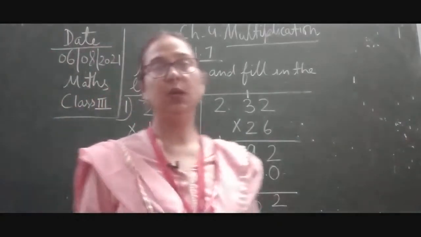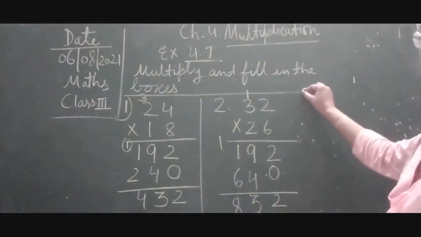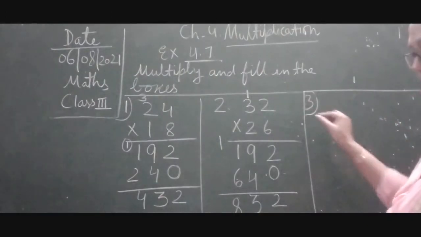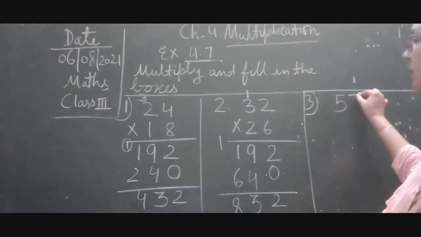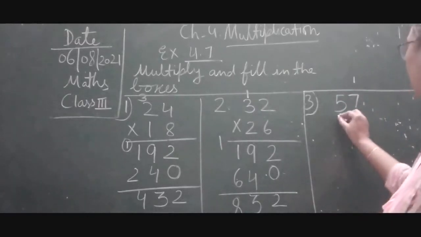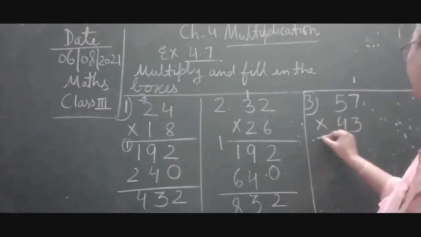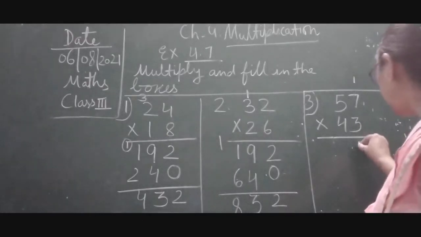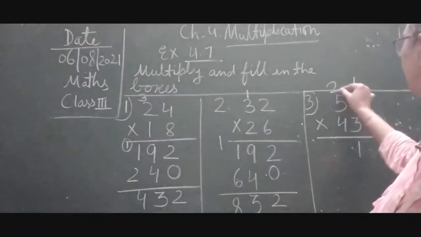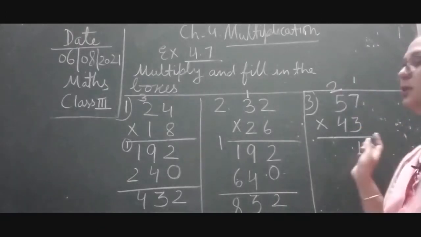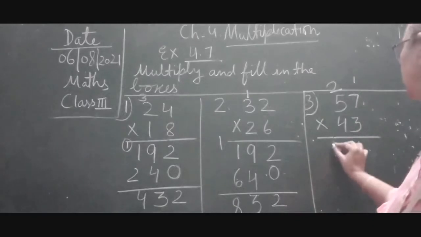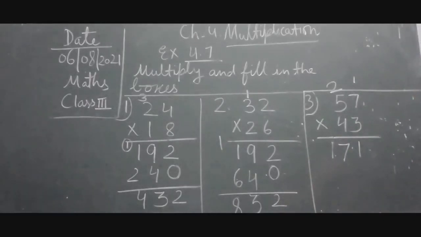Now we are moving to do the third question that I am going to write over here. So the third question is 57 multiply by 43. Okay. Now here children, we have to say the table of 3, 7 times, so 3 7s are 21. 21 we are getting, so here we will write 1, 2 will be carry over. 3 5s are 15. 15 plus 2 is 17. So 17 we will write over here.